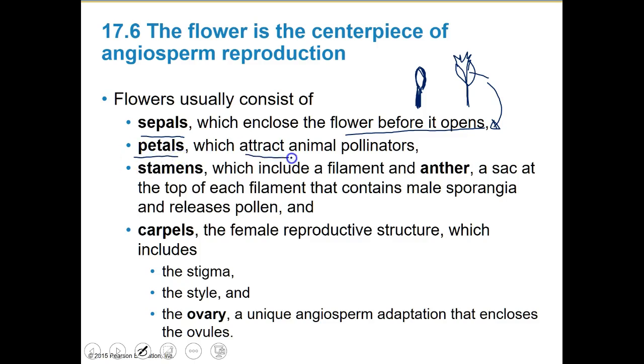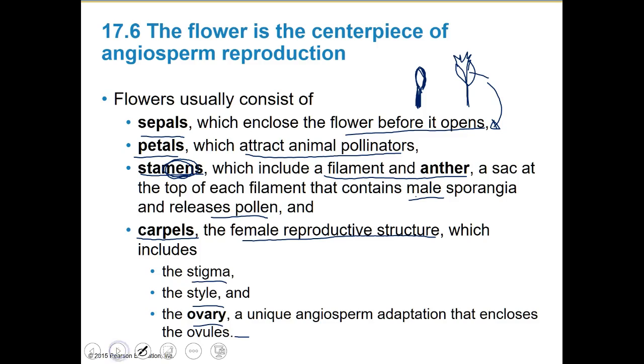Petals are what you know, and these attract the animal pollinators. We have stamens, which include a filament and an anther, a sac at the top of each filament that contains the male sporangia to release pollen. So these are going to have the male part. I think stamen has the word men in it, so this is our male part. Carpels are the female reproductive structure, and they include a stigma, a style, and an ovary. The ovary is an adaptation of that ovule we talked about before.